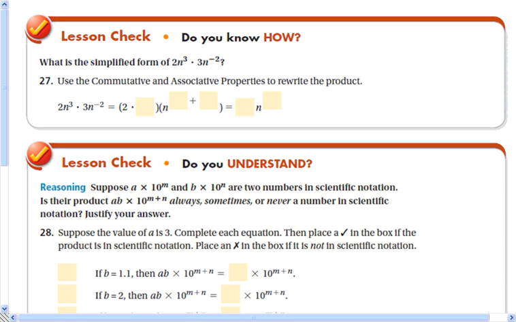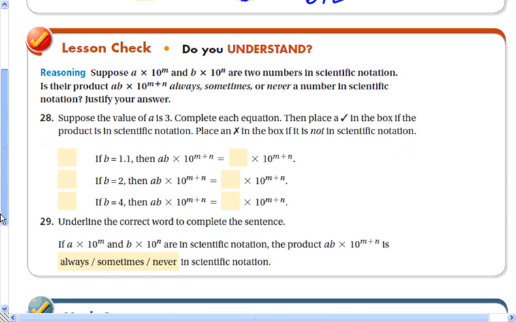Lesson check. We're going to want to do the 2 times 3 first. Then we're going to add those exponents, and we end up with 6 times 10 to the first, which we would probably just write as 60. Okay.